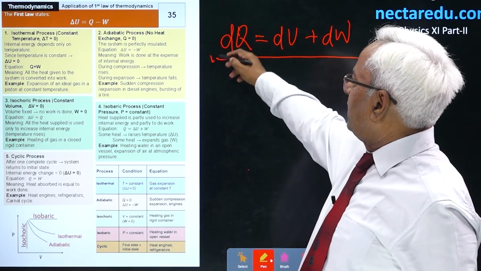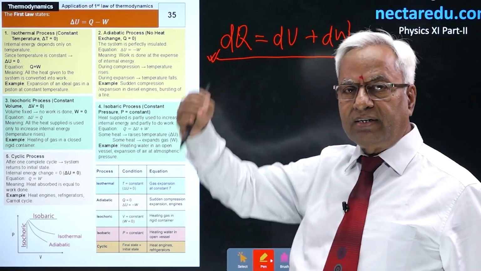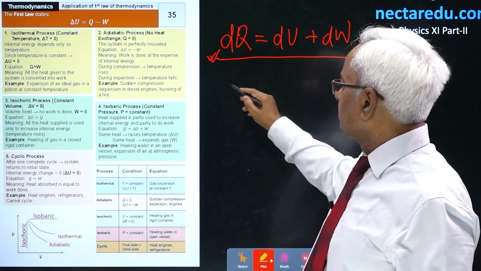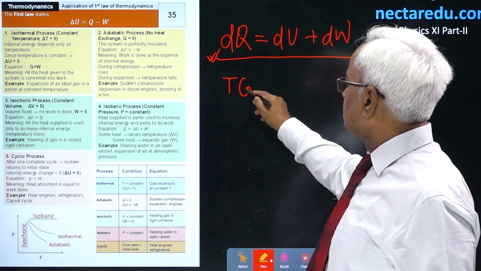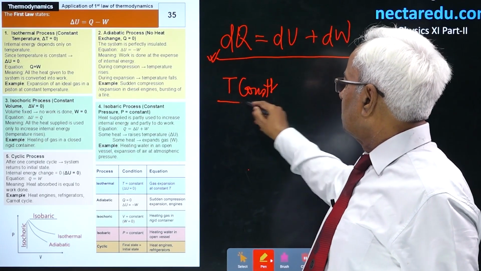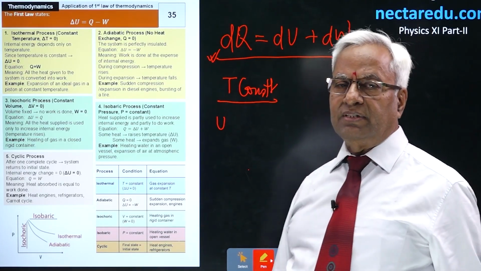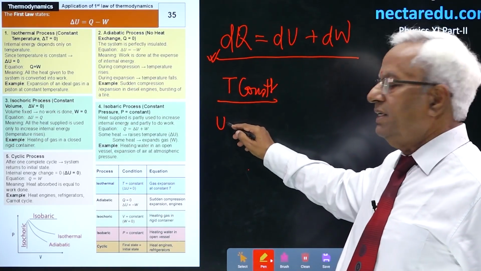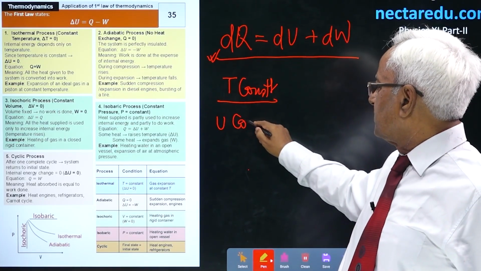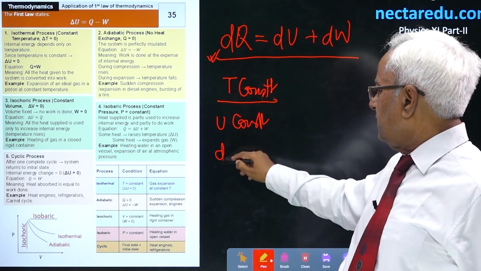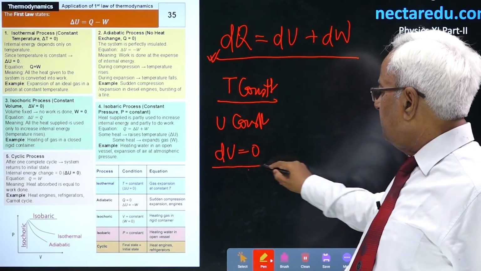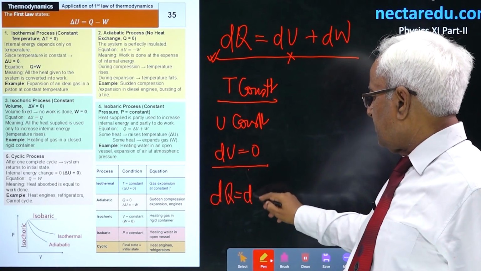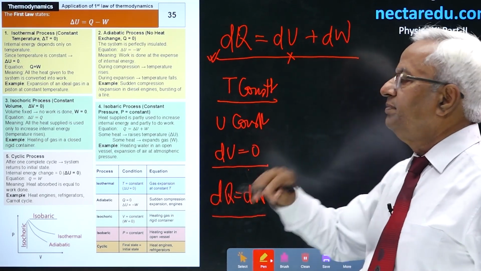You see, we are going to apply this first law of thermodynamics in different kinds of processes. First of all, let's consider isothermal process. Isothermal stands for constant temperature. And internal energy is a state function that basically depends on temperature. If temperature is constant, obviously internal energy too will remain constant. That is to say that dU equal to 0, and when dU equal to 0, what remains is only heat transfer, that is utilized as work done.